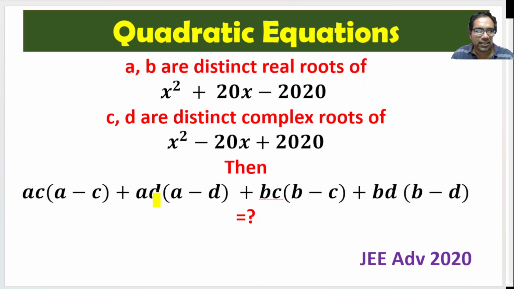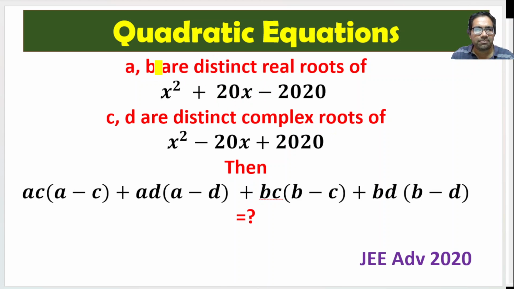Here, AC, AD, BC, BD. A and C, A and D, B and C, B and D. There is some similarity in this pattern. Here it is given distinct real roots and distinct complex roots. Let's not worry about these terms.